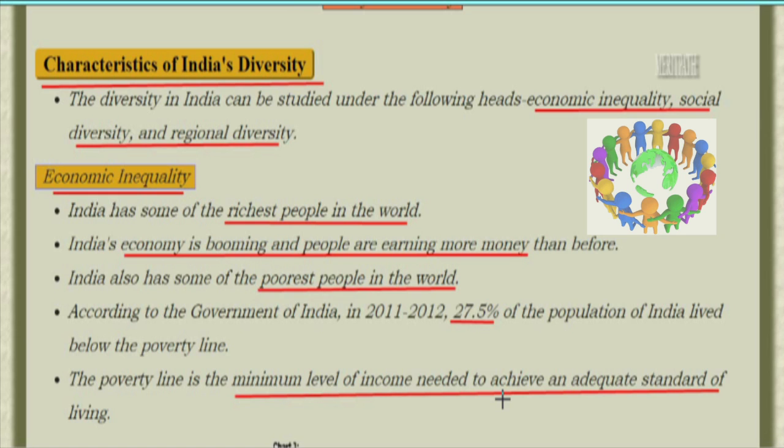Vegetables we have to buy, rice we have to buy, wheat flour we have to buy. All these things people who cannot buy with the income they earn, these people come under the poverty line. So that is economic inequality.